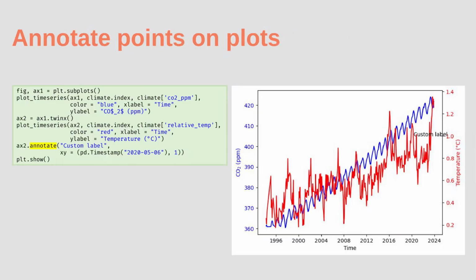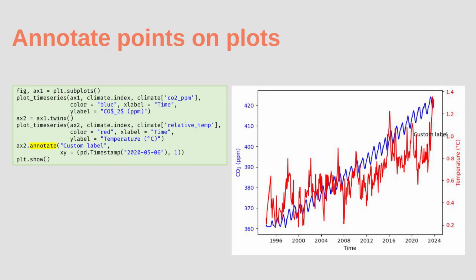One way to highlight a specific part of the plot is by adding an annotation. This means placing text and an arrow that points to a particular data point, helping us explain what's happening there. For example, let's say we notice that the relative temperature first exceeded 1 degree C on May 6, 2020. We want to point that out in our plot.